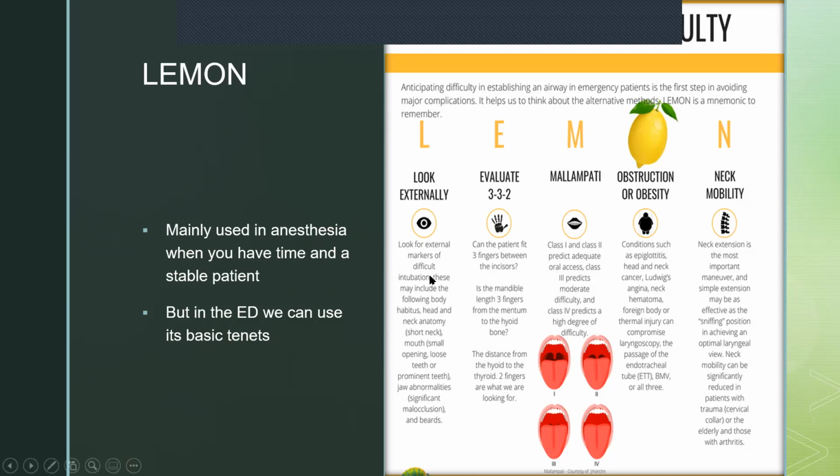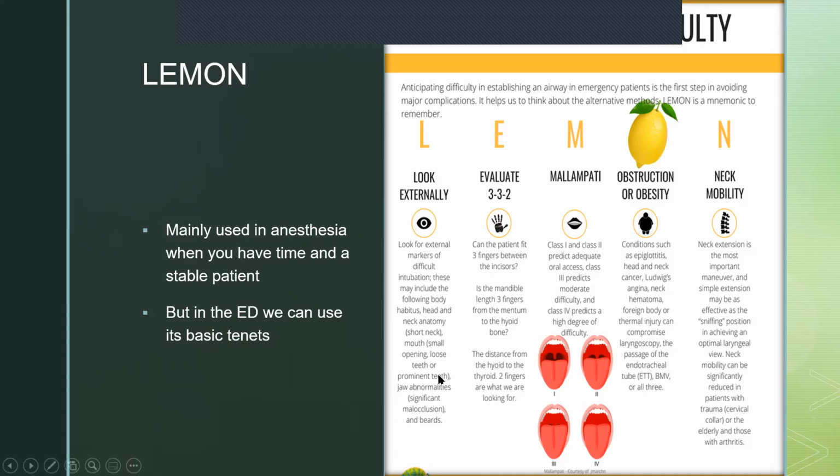So your head and neck anatomy. Short neck, always a problem. We have a lot of those patients who come in like that. If you see them, run. If they ask you to intubate, pretend you've got diarrhea and just run away. So a small mouth. We've seen patients with small mouths, we've seen patients with large mouths. It's easy to tell the difference.